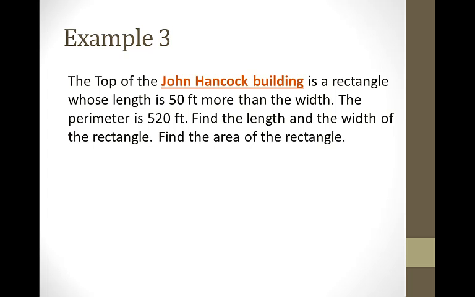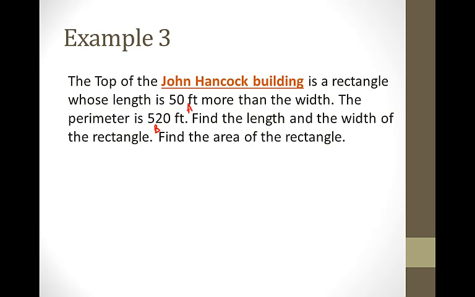Okay, example 3. Top of John Hancock building is a rectangle whose length is 50 feet more than the width. And it gives us the perimeter of 520. Find the length and the width of the rectangle. And then find the area of the rectangle. So here's kind of like a part A, and here's our part B. Pause the video here, see if you can get it set up.